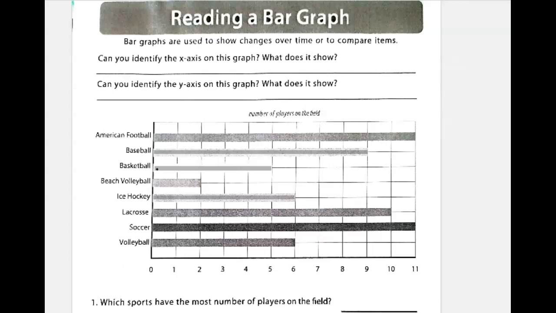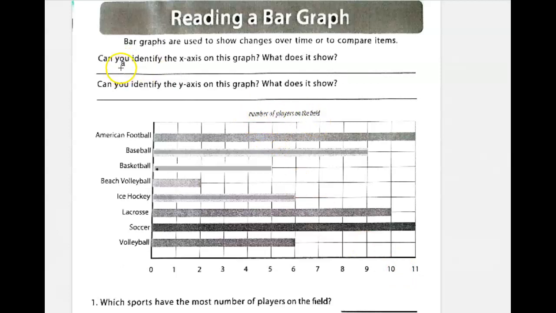Okay, so first it says, can you identify the x-axis on this graph? What does it show? Okay, so here on one side it shows you the sports, and on the bottom it's the number of players on the field. The x-axis is the horizontal line, the bottom line of the graph, the one that goes from left to right. The y-axis will be the one that's going down and up. So we're looking for the x-axis right now. So the x-axis is the numbers, the number of players on the field.